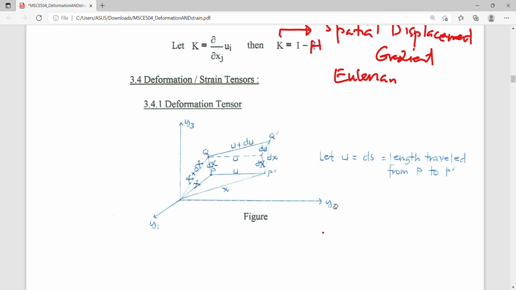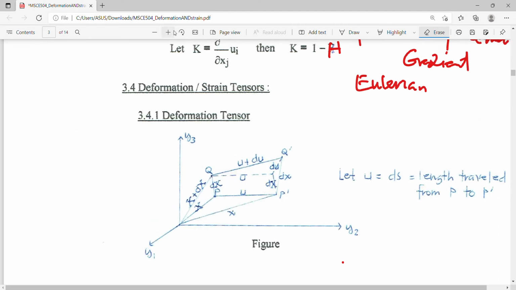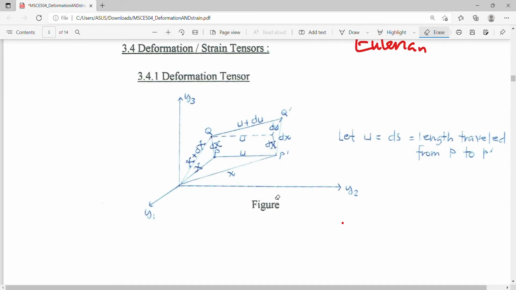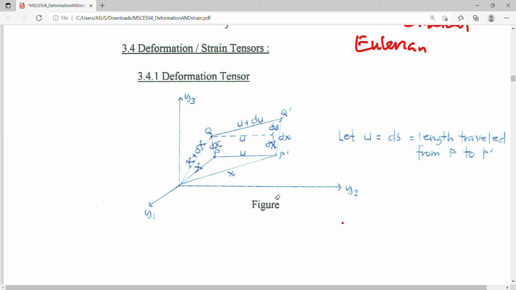Last time what we derived were terms in terms of displacement and deformation. So today we will be talking more about that, starting from this figure, upon which the particle motion P to P prime is extended in terms of the differential motions.